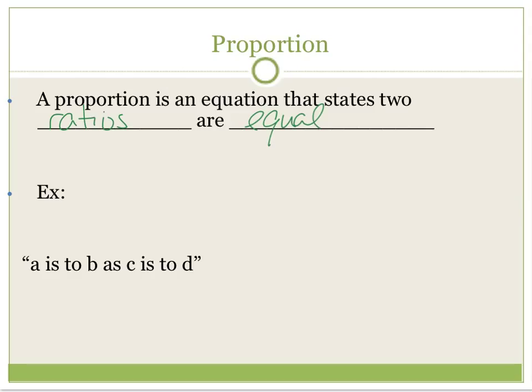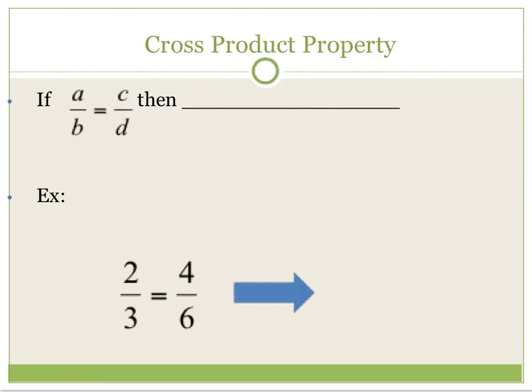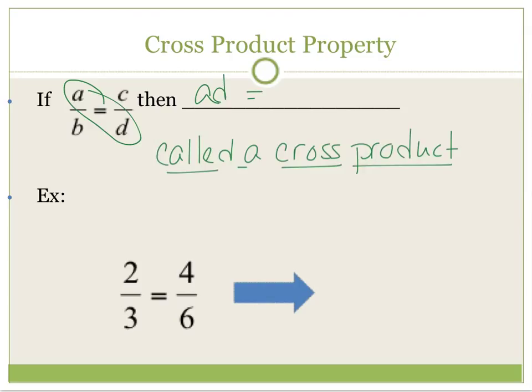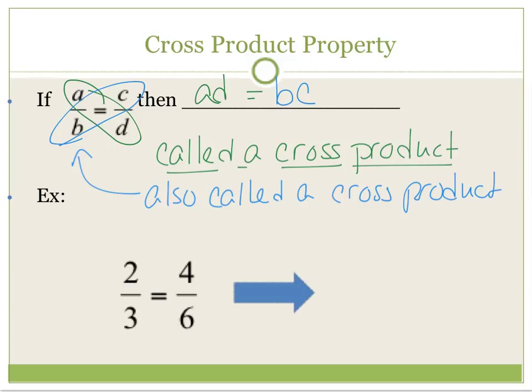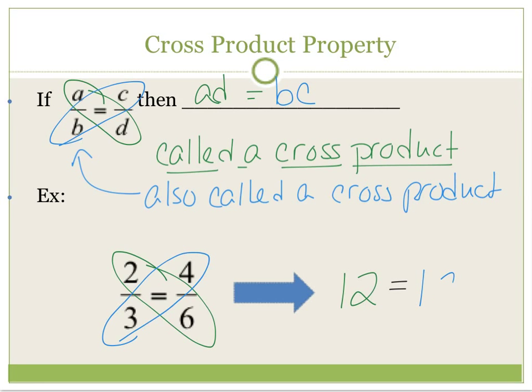You may also write A is to B as C is to D, or A to B as C to D. With A is to B as C is to D, then it's fair to say that A times D is equal to B times C. We can see this in the example. 2 times 6 is 12, and as you know, 3 times 4 is also 12.